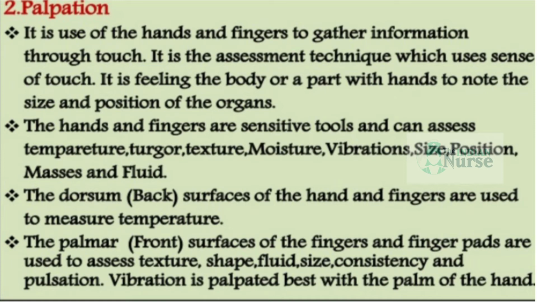The dorsum, means back surface of the hand and fingers, is used to measure temperature. The palmar, means front surface of the fingers and finger pads, is used to assess texture, shape, fluid, size, consistency and pulsation. Vibration is palpated best with the palm of the hand. So this much you have to write for the second method, that is palpation.